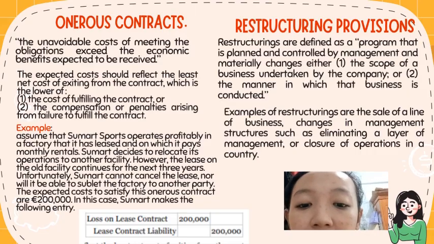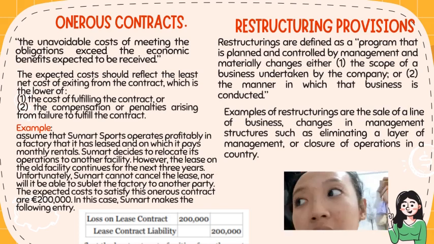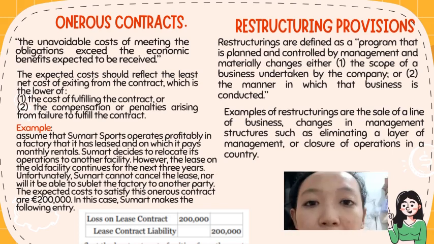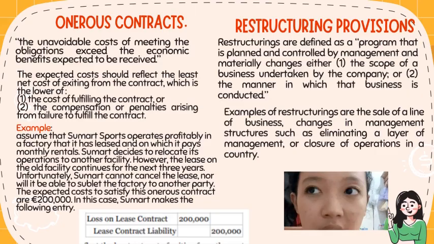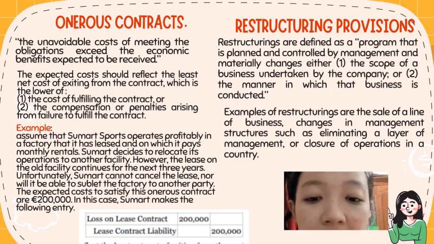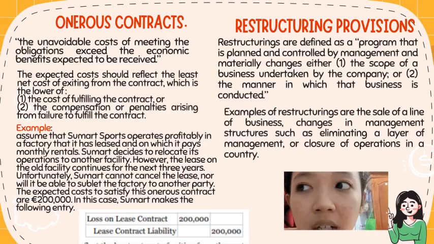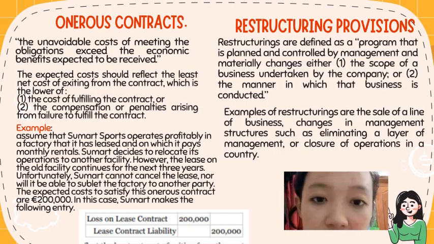The expected cost to satisfy this onerous contract is 200,000. In this case, the Smart company will make the journal entry: loss on lease contract in debit for 200,000, and then in the credit side there is lease contract liability for 200,000.